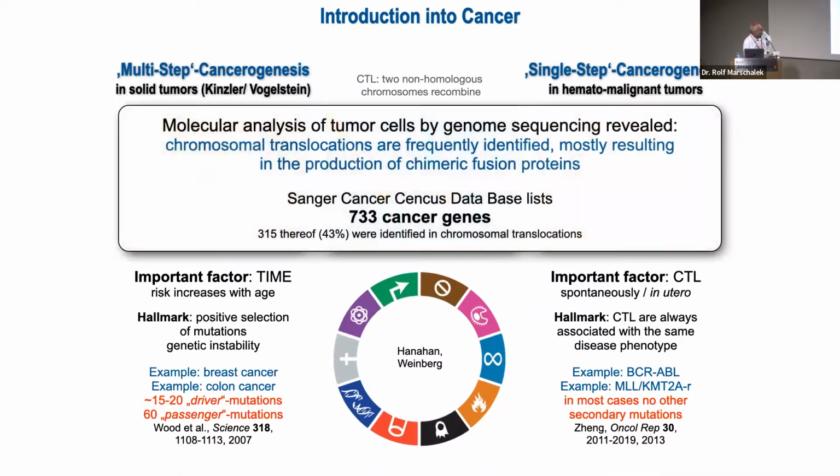And if you look at the Sanger Cancer Census database and look at all the cancer genes which are known today, there are more than 700, and you can imagine that more than 40% of the genes which are identified in hematomalignant, but also in solid tumors, are genes which are involved in chromosomal translocations.